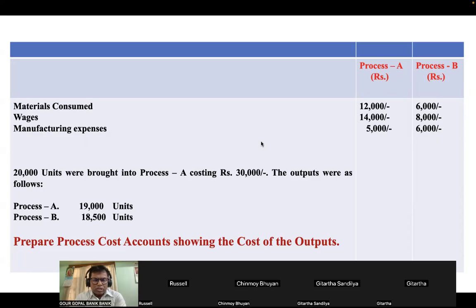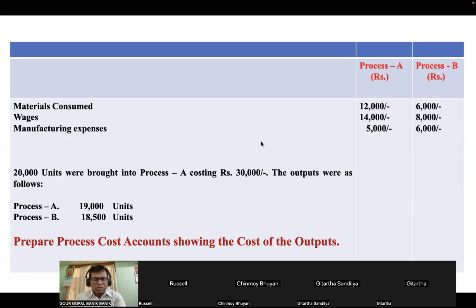Now prepare process cost accounting showing cost of the output, cost per unit of the output. You can note it, cost per unit of the output. It's also a correct question. Cost of the output and also cost per unit, it covers, no problem. So this is the question and nothing else. Dear students, here there are two processes.